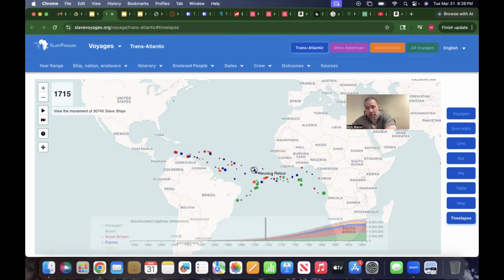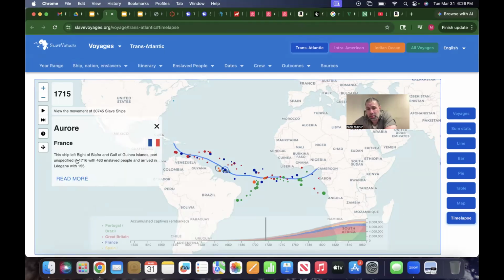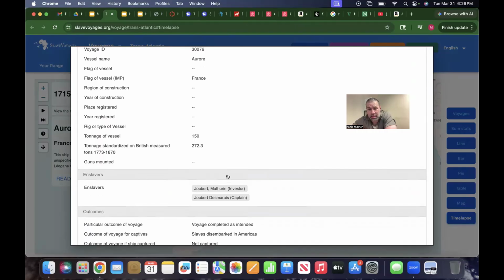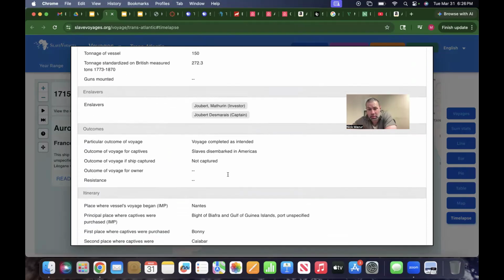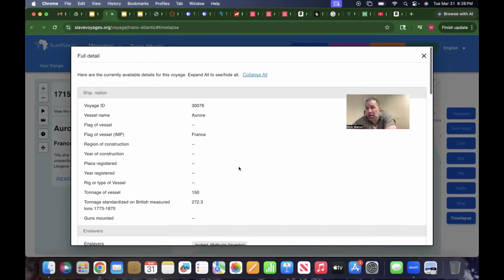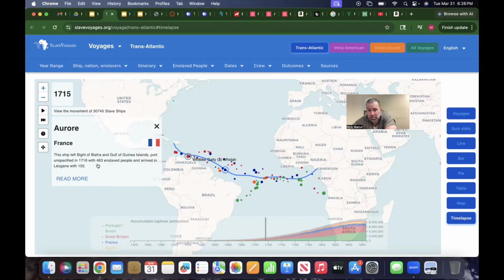with survival rates of maybe about 50% in terms of the Atlantic crossing, right? Because all you have to do is just look at the ships and see how many people, 463, and arrived with 155. We might want to check on that to see if that's how many people died, or did they stop somewhere? No, they didn't stop anywhere. So that's a huge loss of people. That is a lot of people to be losing.